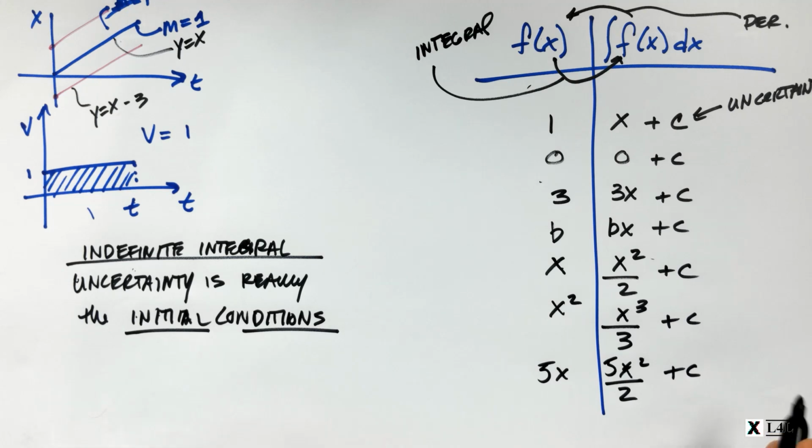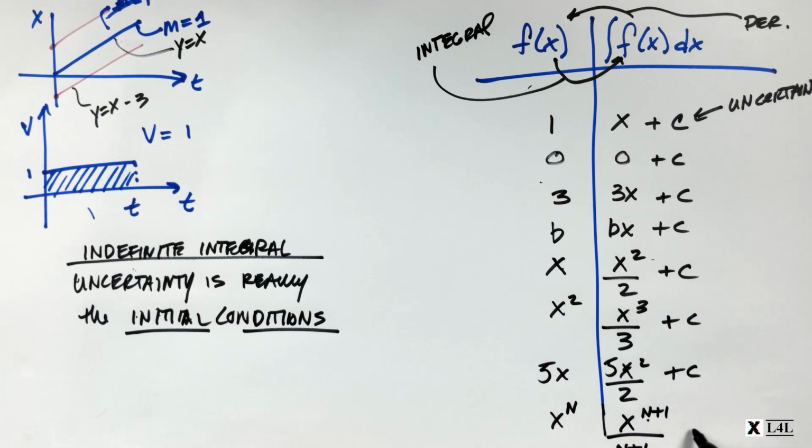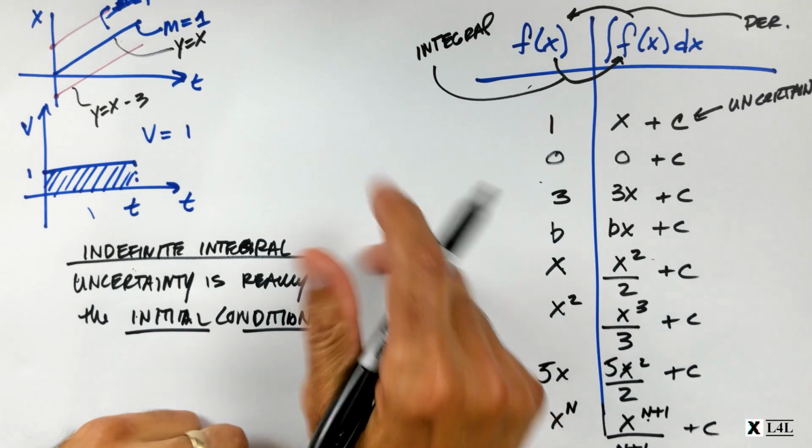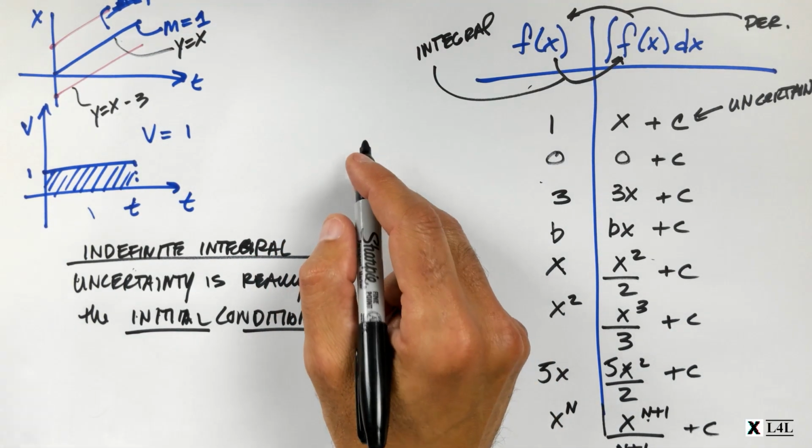So on your equation sheet, I really want something that says, well, x to the nth power is going to give me x to the n plus 1 over n plus 1 plus c. So what does that look like for us in terms of our equation on our equation sheet?